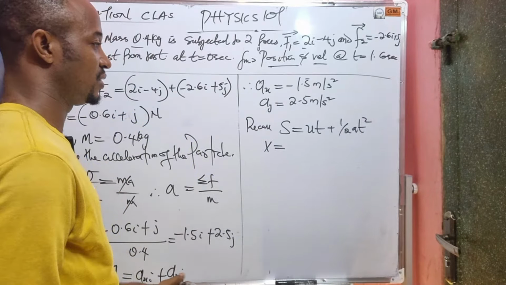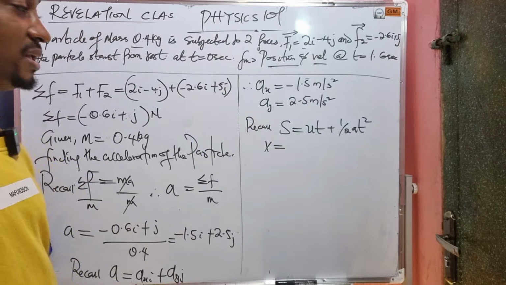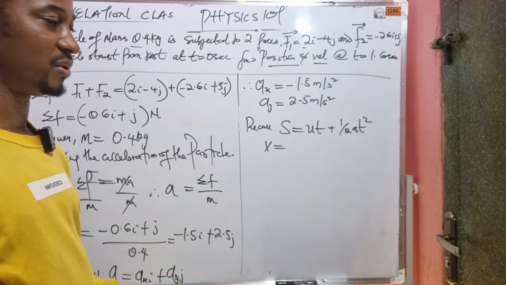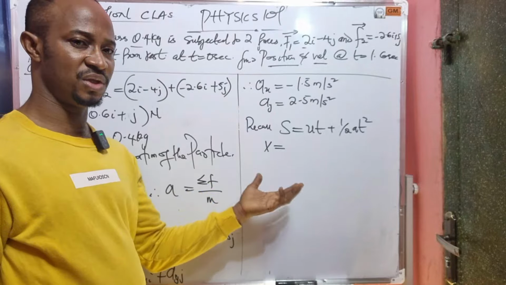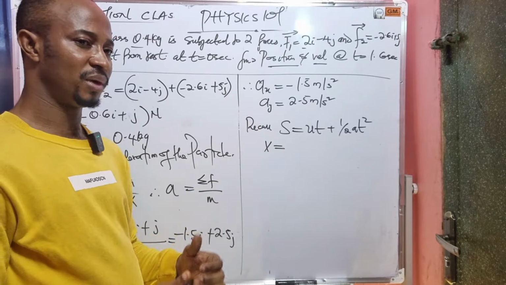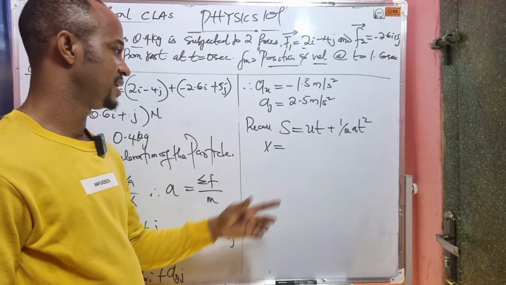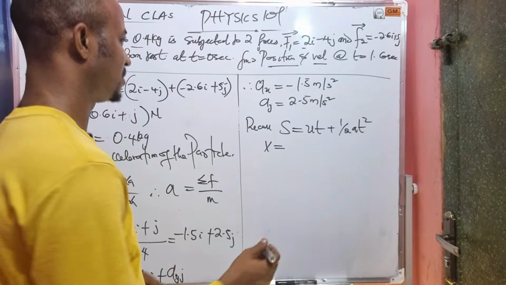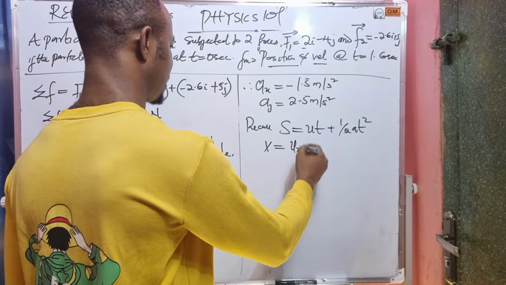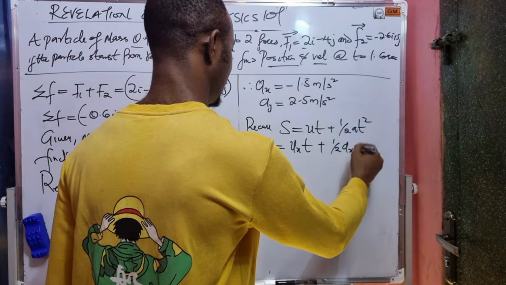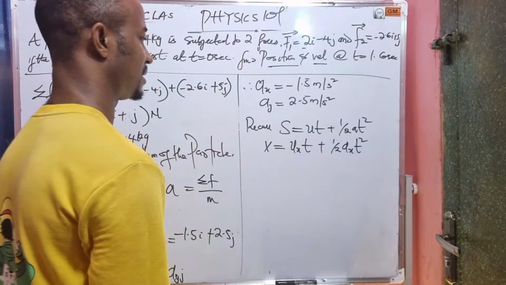If you are just coming, you have not watched our video yesterday on projectile, please go back and watch. That will give you a deep understanding. Find the x position of this particle. Where can we locate the particle along the x-axis? It is simply by converting this s to x. That means here we then have uxt plus half axt squared, right?